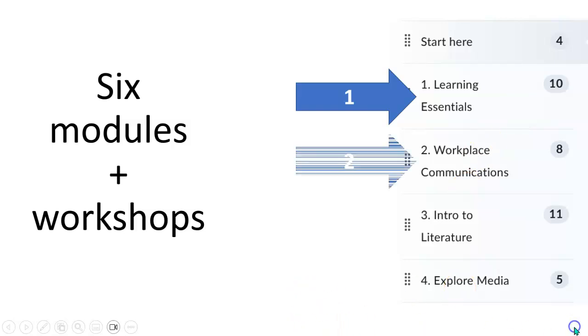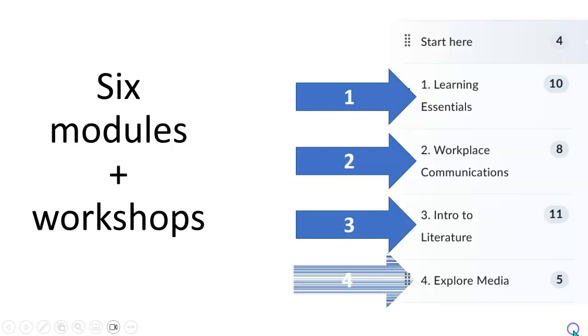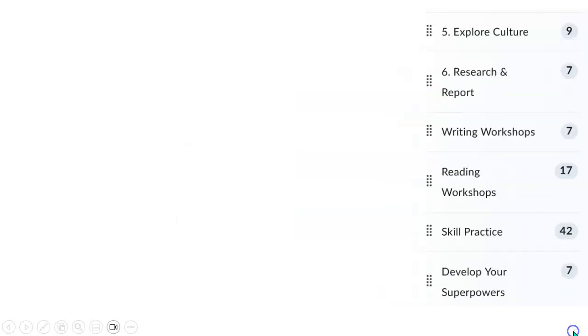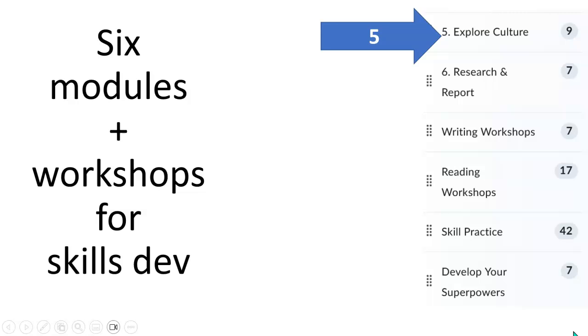So we have learning essentials, workplace comm, an intro to literature, some media exploration, do some cultural exploration, diversity, including reading a novel. We sharpen up our research skills and our report writing skills. So that's the 6 modules. The rest of the blocks under table of content, they are different sorts of online and sometimes in-person workshops to help you develop your skills.